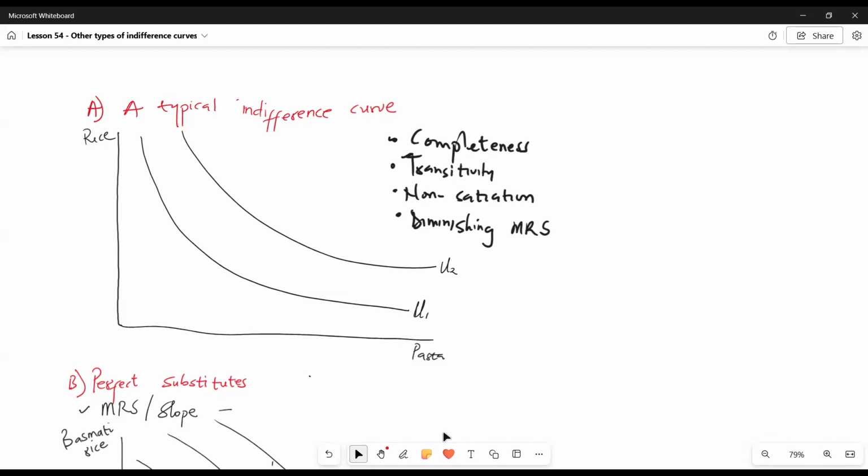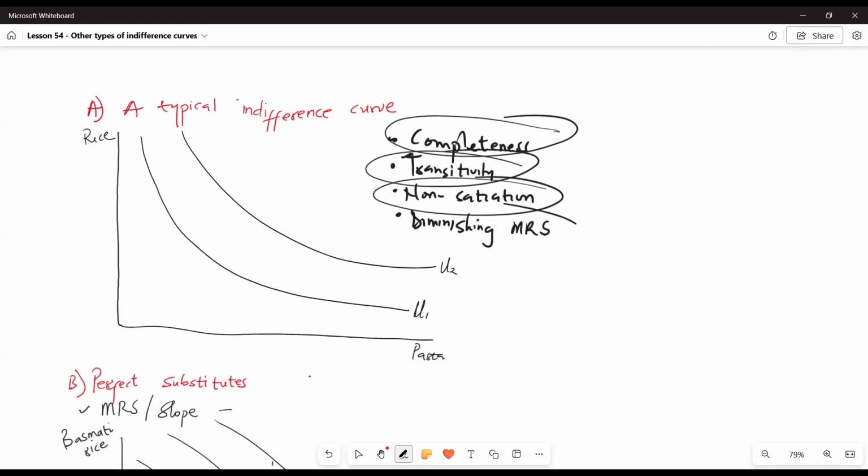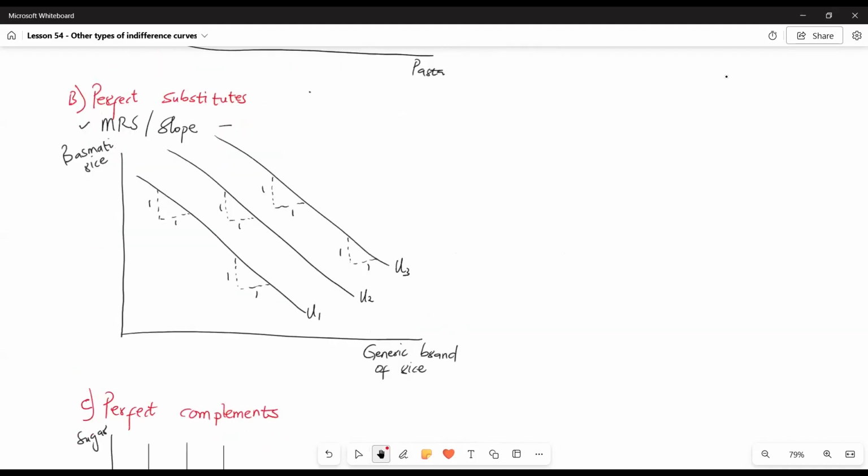So we recall that in our previous lesson, we derived our indifference curves based on several assumptions such as completeness, transitivity, non-satiation, and diminishing marginal rate of substitution. And we also said that this accounts for the shape of the indifference curve sloping downwards and having a bowed inward shape. In some situations, some of these assumptions may not hold. So when this happens, the shape of the indifference curve may also change. So let's look at a few examples of these cases.